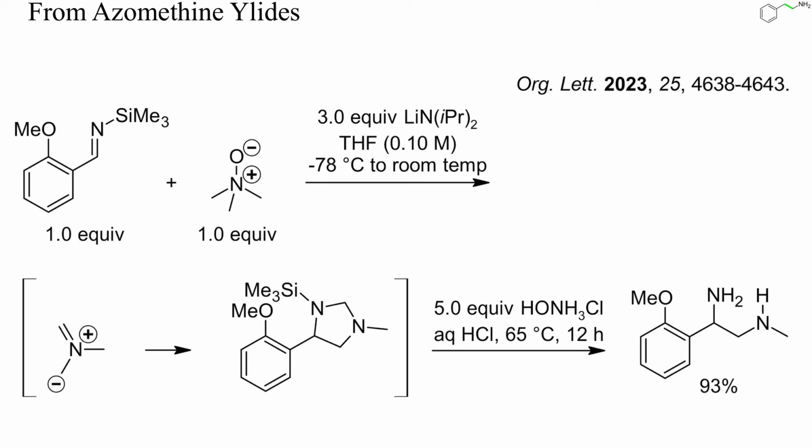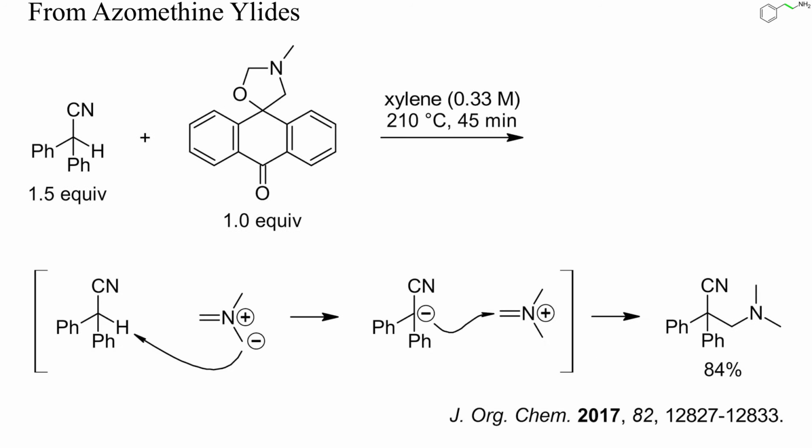Azomethine ylides can be generated in a number of ways. Here, treatment of trimethylamine oxide with a large excess of LDA at low temperature produced an intermediate which added cleanly to an acylated imine. Hydrolysis and removal of formaldehyde with an excess of hydroxylamine then yielded a diamine. In this example, the same azomethine ylide as in the previous example was generated by heating an oxazolidine. The ylide aminomethylated diphenylacetonitrile in high yield, probably by the mechanism sketched here.